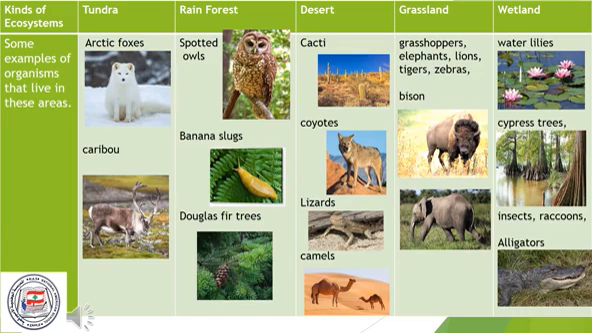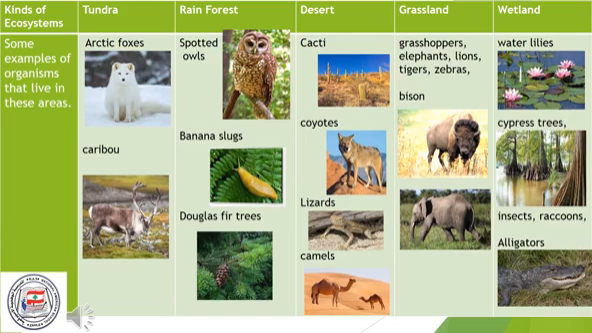As we said, organisms can survive only in environments in which their needs are met. And some kinds of plants and animals survive better in one environment than the other. So here we're going to talk about some examples of organisms that live in these areas. In the tundra, you can find Arctic foxes and caribou. In rainforests, you can find spotted owls, banana slugs, and Douglas fir trees. In a desert, you can find cacti, coyotes, lizards, and camels.